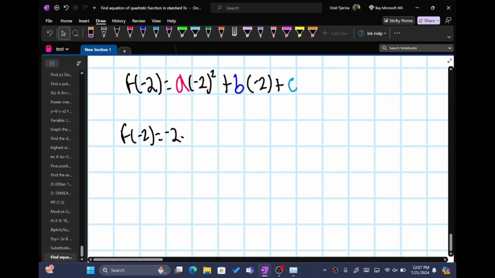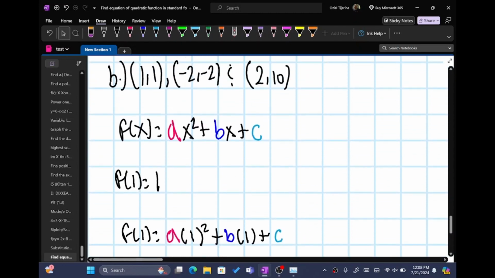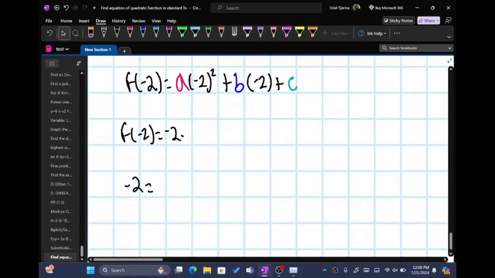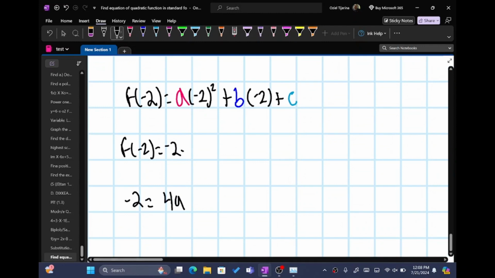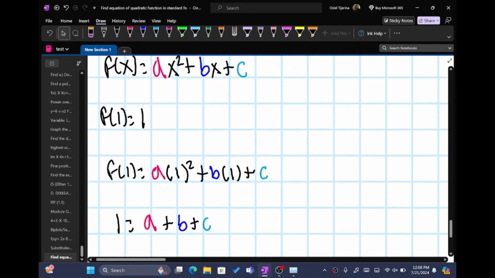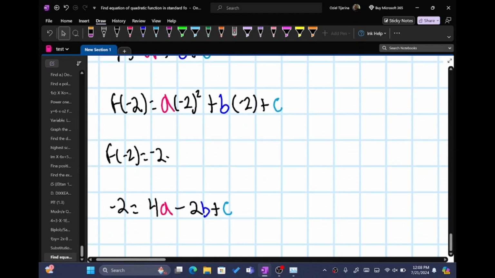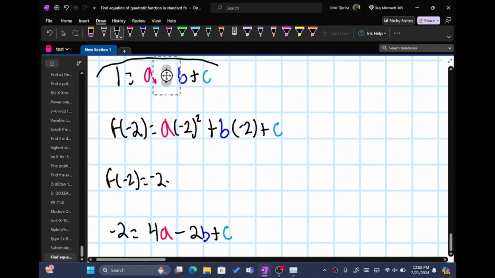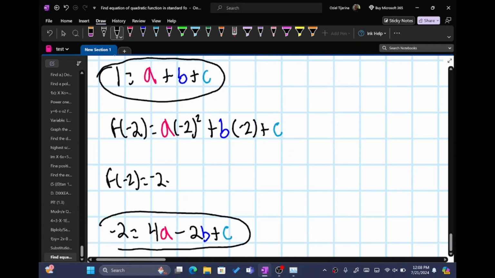And again, we know that f of -2 is -2, so we have -2 equals 4a, right, minus 2b, and then plus c. And so we know that this is yet another equation. So the equations so far we have are this one, as well as this one.